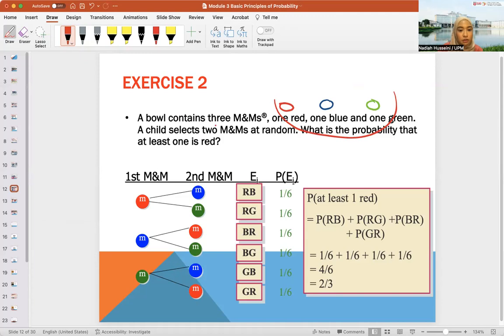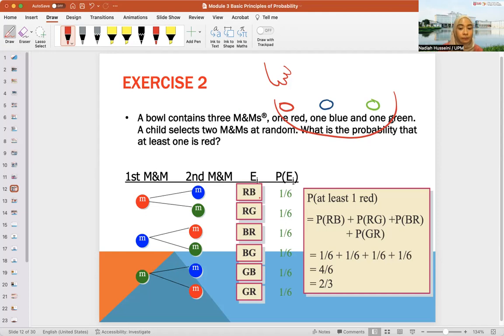A child selects 2 M&Ms at random. So this is the hand of a child. He's trying to take only 2 instead of 3 because his hands are small. My M&Ms are big. What is the probability that at least 1 is red? So now we don't care about the order because there is no first grab versus second grab. This child is taking 2 at a time.